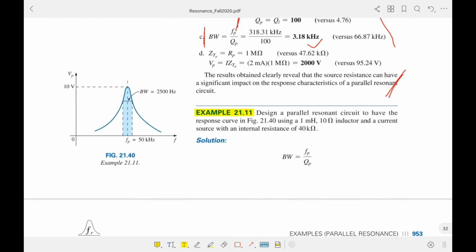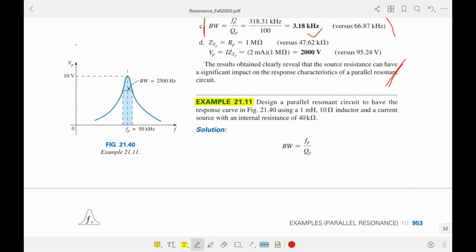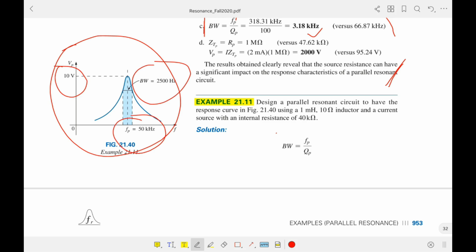And our last example here, where you need to design a parallel resonance circuit which has the characteristics just like this. The characteristics are given: the maximum voltage, the bandwidth, and also the parallel resonance frequency. So first of all, we can write the bandwidth equals Fp over Qp. And some other values are also given. For example, the inductance has 1 millihenry as the L value, and it also has a series resistance RL equal to 10 ohm.